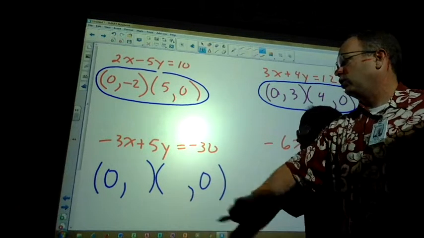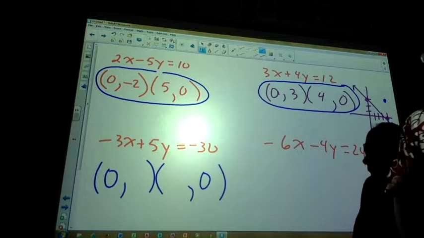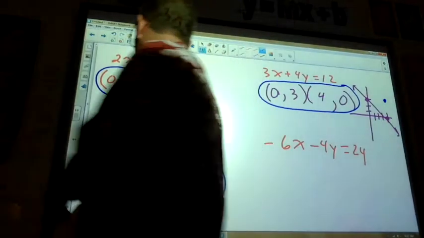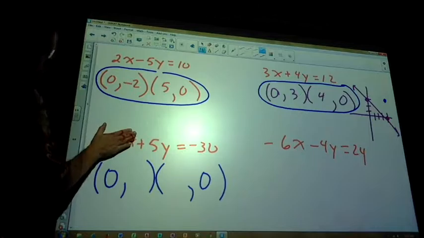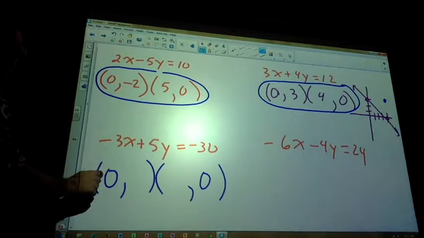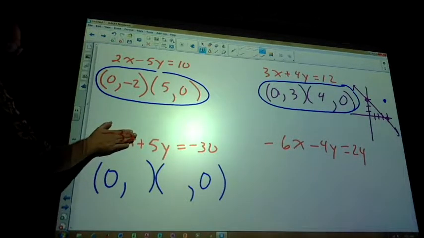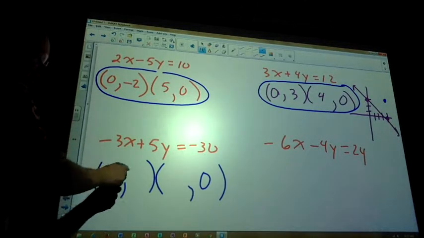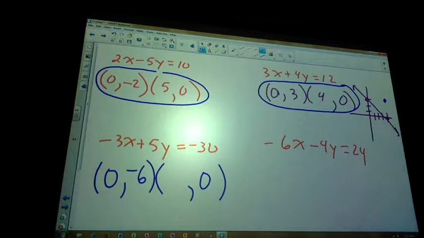One of the points, I'm going to have 0 in for the y. Agree? So if I have 0 in for the x, I'm going to cover that because negative 3 times 0 is 0. It's nothing, so it's covered up. It's gone. So 5y equals negative 30. What is y equal to? Negative 6. So the point 0, negative 6 is where it crosses the y-axis there.